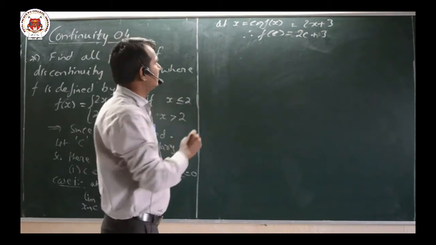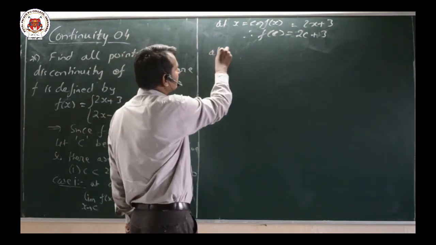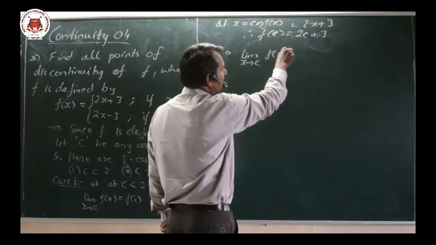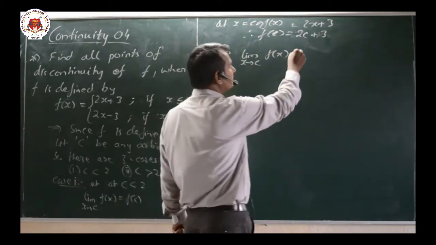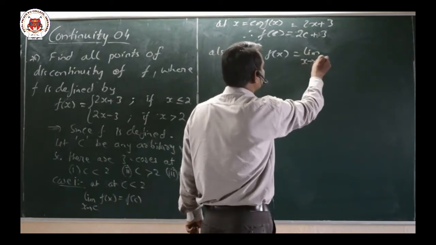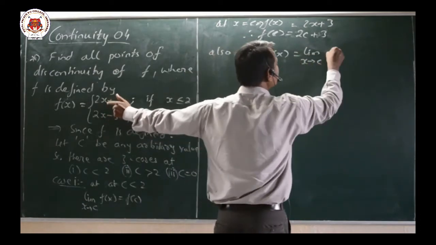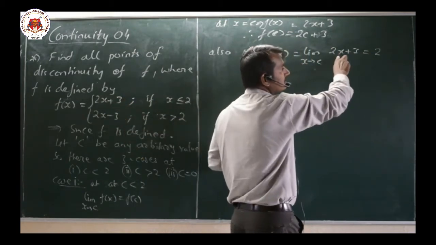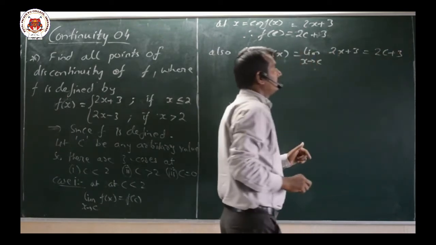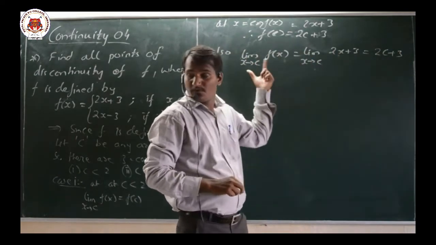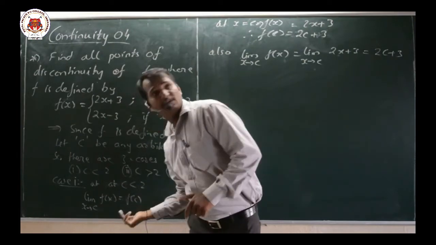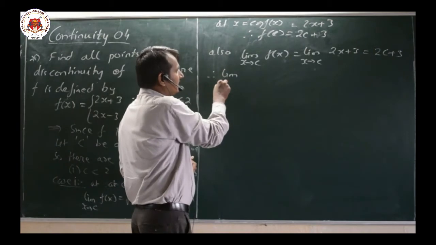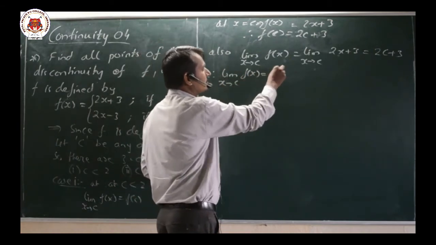Then the second one, the limit as x tends to C of f of x. We shall determine this, which is equal to the limit as x tends to C of 2x plus 3. If I substitute C here, that is 2c plus 3. That means the limit as x tends to C of f of x and f of C are both the same. Therefore limit as x tends to C of f of x is equal to f of C.